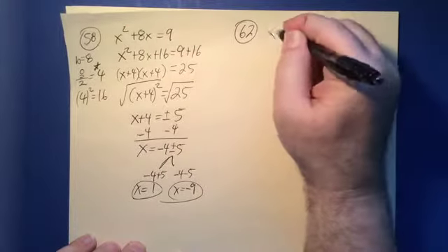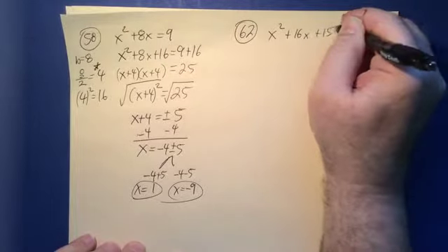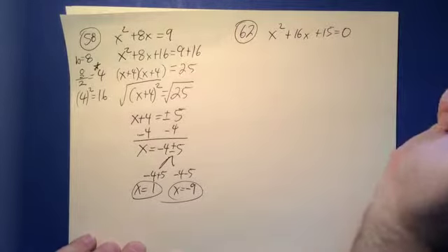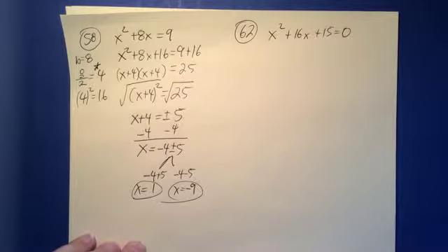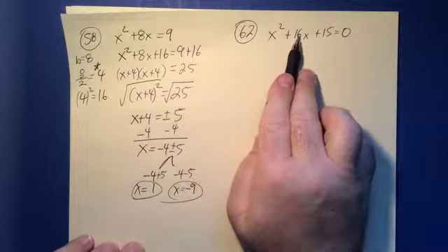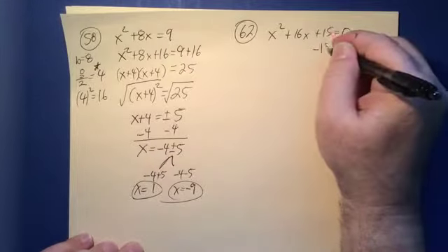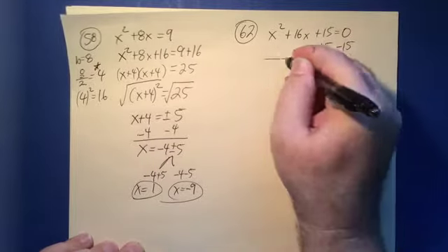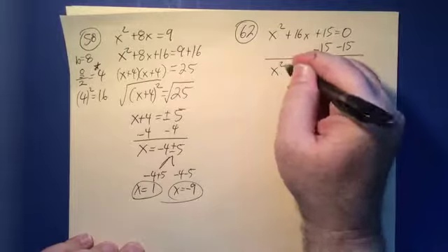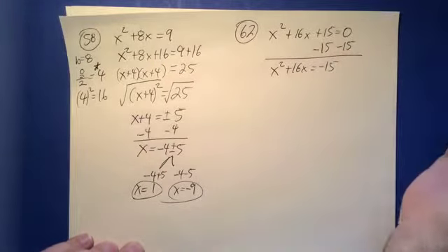So here we have x squared plus 16x plus 15 equals 0. In this problem again, we're calling a, b, c. We want to isolate the value of c on the opposite side. The value of a is 1. The value of b is 16. The value of c is equal to 15. So I'm going to subtract 15 from both sides to get x squared plus 16x equals negative 15.